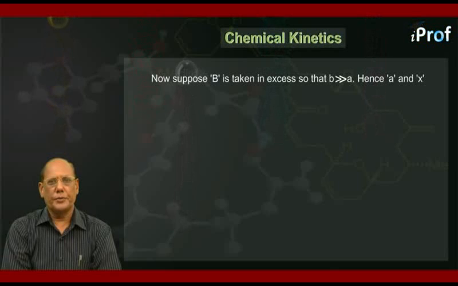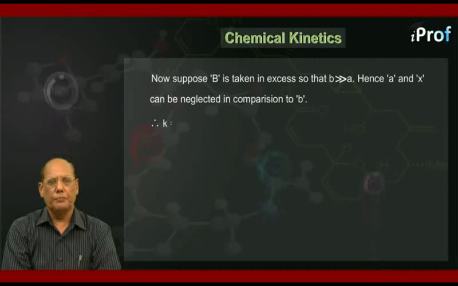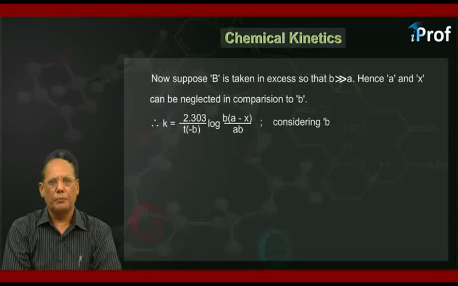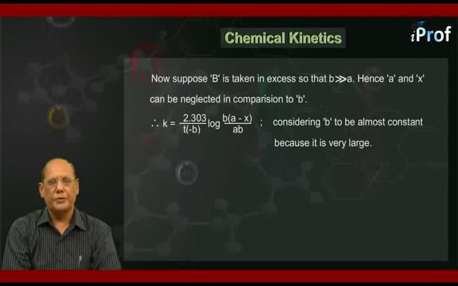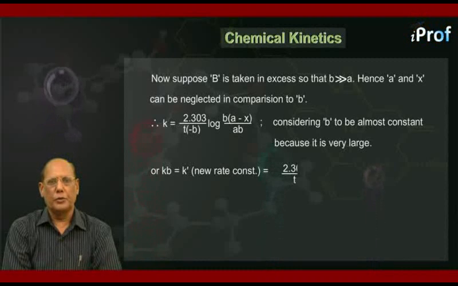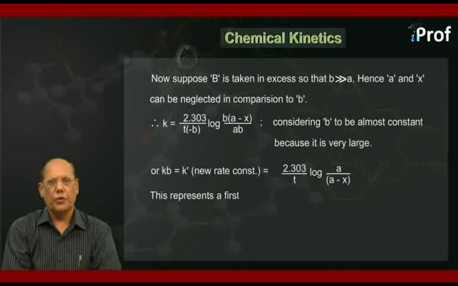Hence, A and X can be neglected in comparison to B. So we have K equal to 2.303 upon T into minus B log of B into A minus X upon A into B. Considering the concentration B to be almost constant because it is very large, we can write K into B, that's equal to K dash, the new rate constant, and that's equal to 2.303 upon T log A upon A minus X. This represents a first order reaction with respect to the reactant A.